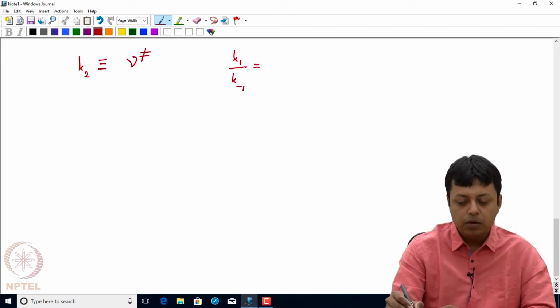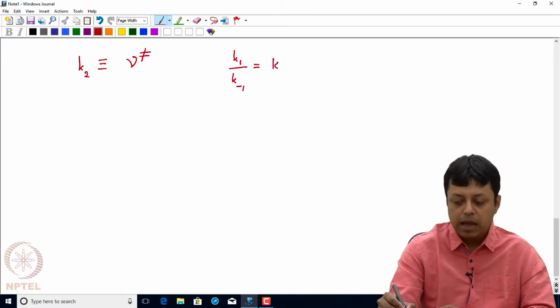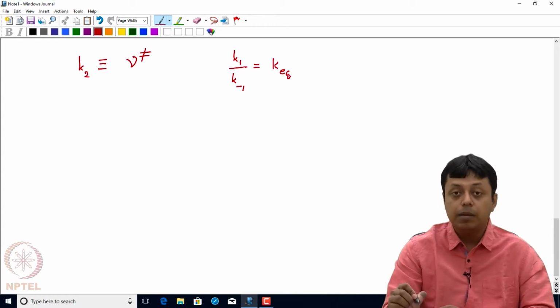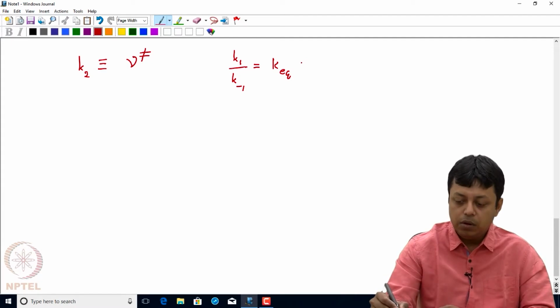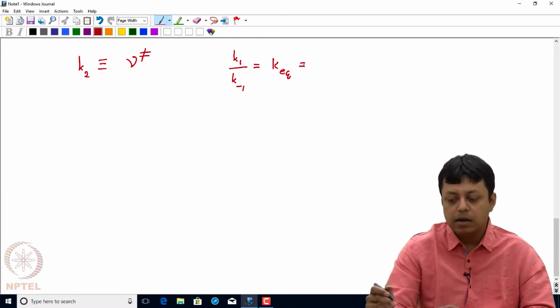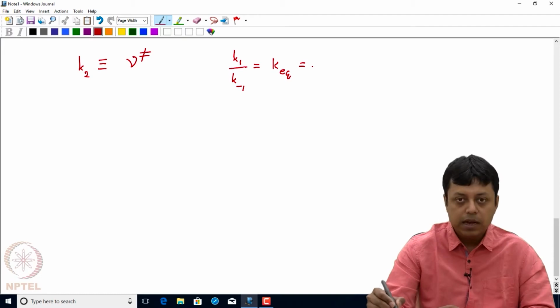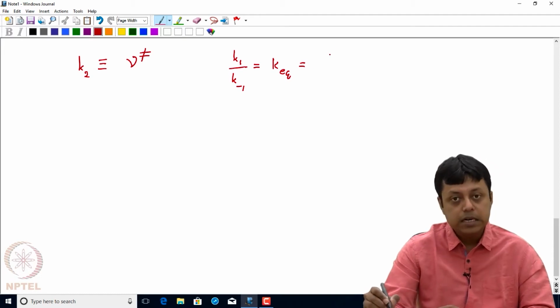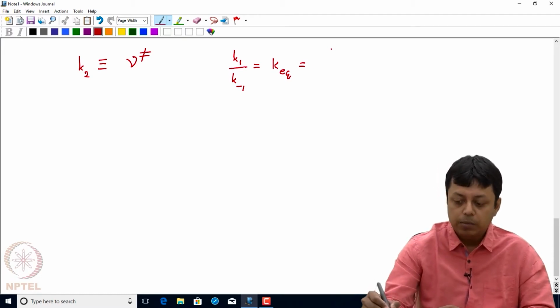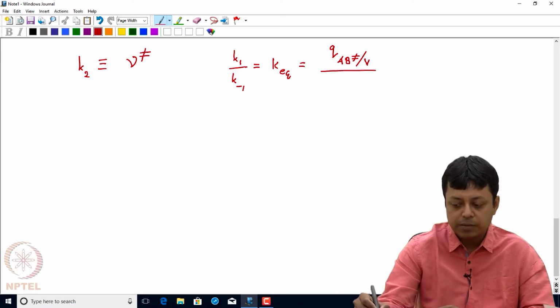Now, already we know that K1 by K minus 1 is nothing but an equilibrium constant, the equilibrium between the reactants and the transition state. From our previous classes on statistical thermodynamics, we know that I can write the equilibrium constant in terms of the molecular partition functions of the reactants and the products. So, it will be the partition function of the products first, which I denoted as QAB dagger. Remember, it is actually the partition function per unit volume, divided by the partition function per unit volume for the reactants.